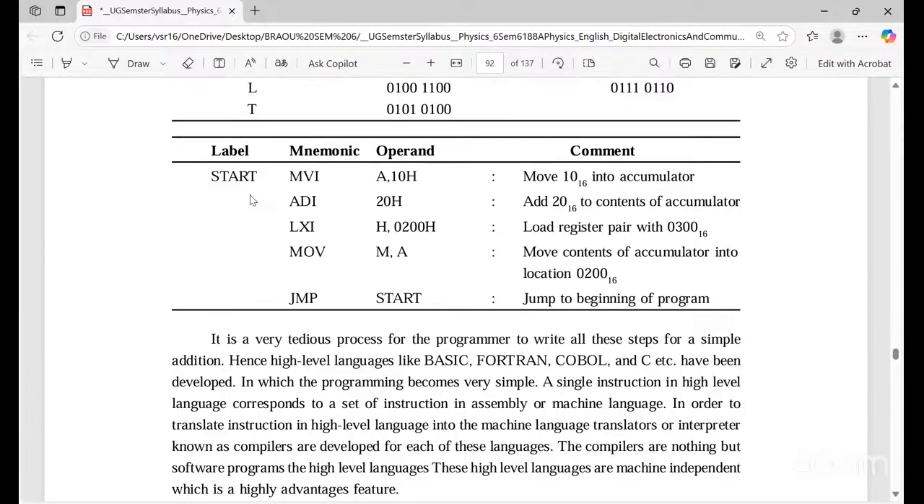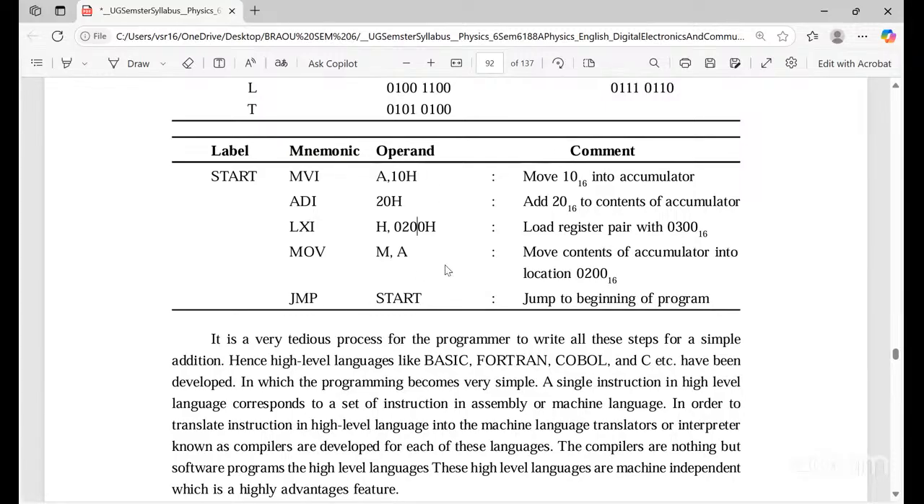Next, ADI 20H. Add 20H to the content of the accumulator. Already the accumulator contains 10 and you are adding 20. Next, LXI H, 20, so that loads the register pair. What will you get here? 10 plus 20, 30 you will get. This is wrong, a print mistake. Okay? 030.